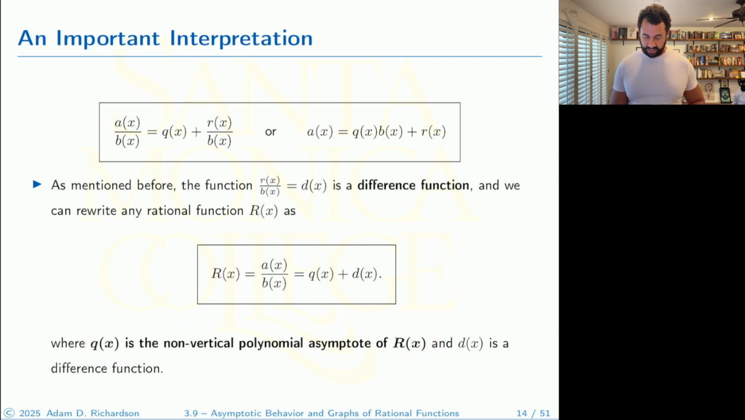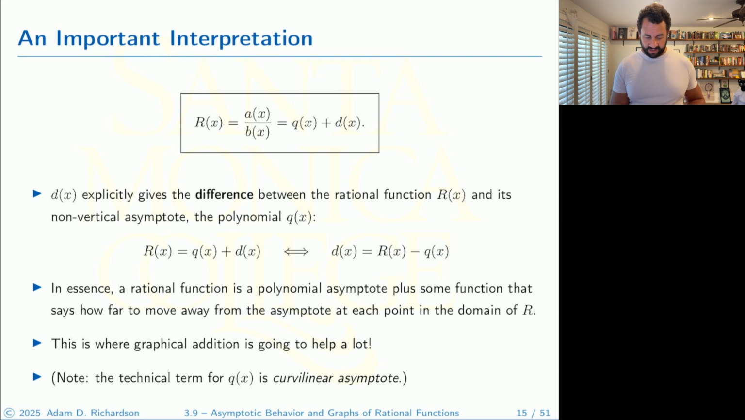So this thing could be a horizontal line. It could be a slanted line. It could be a parabola. It could be a cubic function. It could be a quartic function. It could be any sort of crazy polynomial. It just depends on what this quotient is when you do the division algorithm. All right. And d of x, that is a difference function.